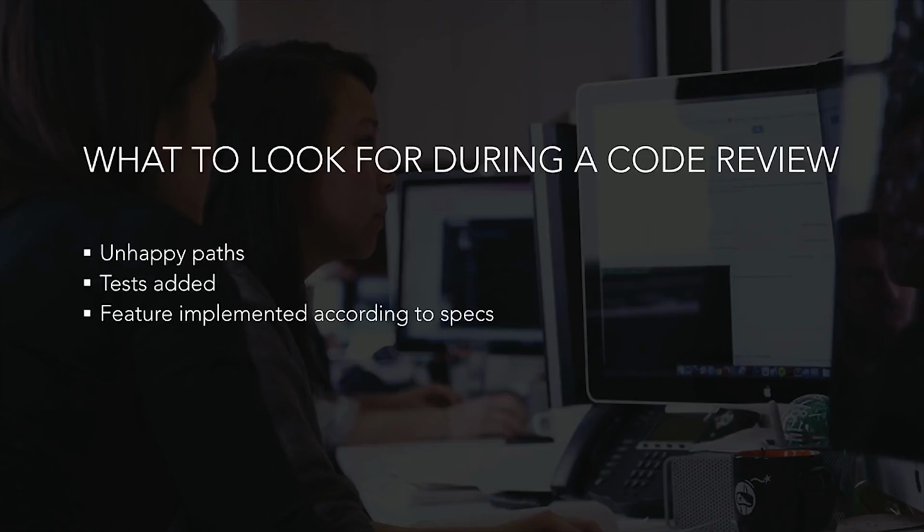Is the feature implemented according to specs? When you have, for example, a pull request, you have the description where you say, okay, I built this. Always make sure to go back to the original ticket to see if that was actually according to what the product owner or whoever wrote it wanted. If you're not sure, you can always go to the product owner and ask, is this actually what you wanted? Just make sure that it's according to the specs.